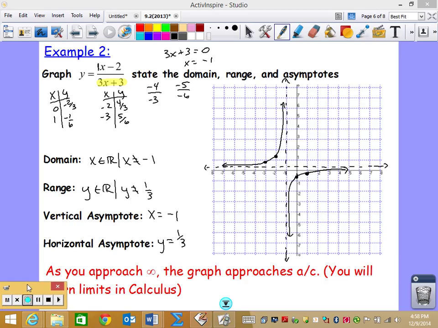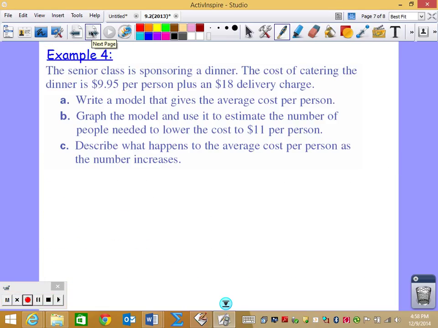As I go off to infinity, it eventually will approach a divided by c, but it will never actually equal it unless you start talking about limits, but that's something different.